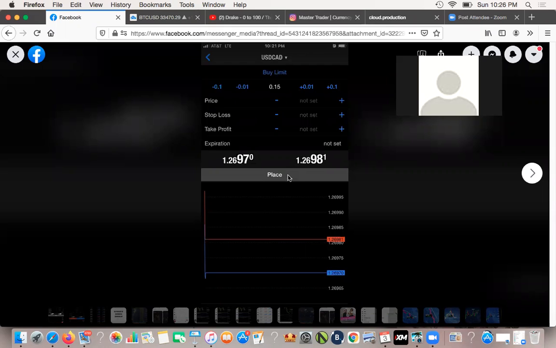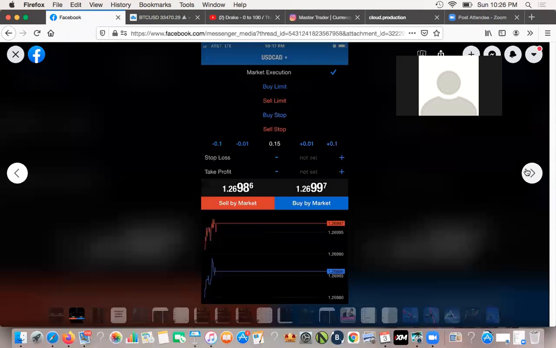And then you're going to hit place. When you place that, it's going to pop up on your screen as a pending order. So that is actually how you put in an order.